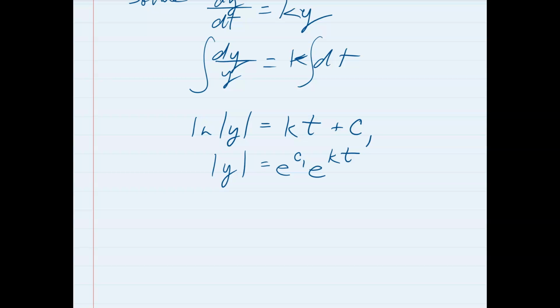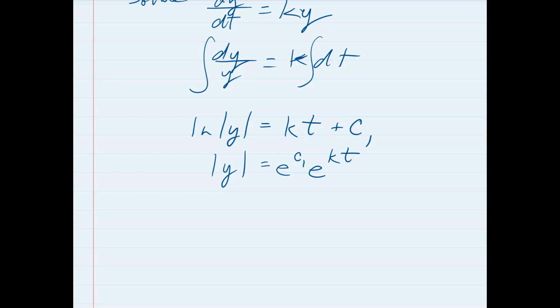And so typically what we do is this. We say, well, y could be a positive or negative quantity, and that means the left side would always be non-negative. Now, if you look at the right side, e to the c is always non-negative, and e to the kt is also always non-negative, which is kind of interesting.